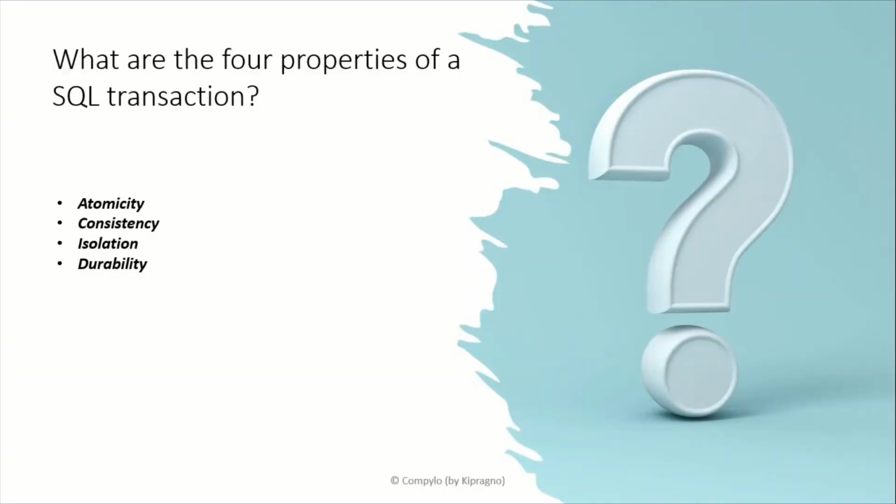What are the four properties of a SQL transaction? As you can see on the screen, there are four properties: atomicity, consistency, isolation, and durability. Under atomicity, it ensures that all the tasks of a transaction will be completed successfully. Else, all the completed tasks will be rolled back to the previous state for any failure.